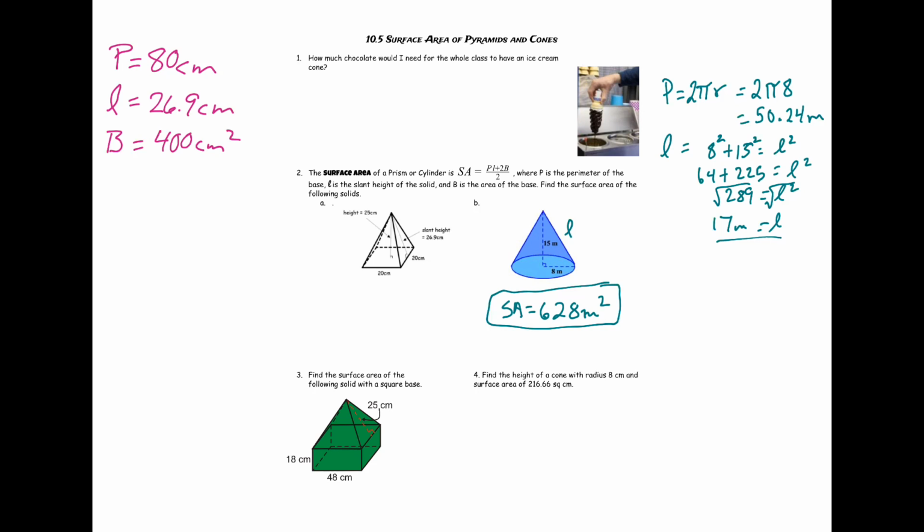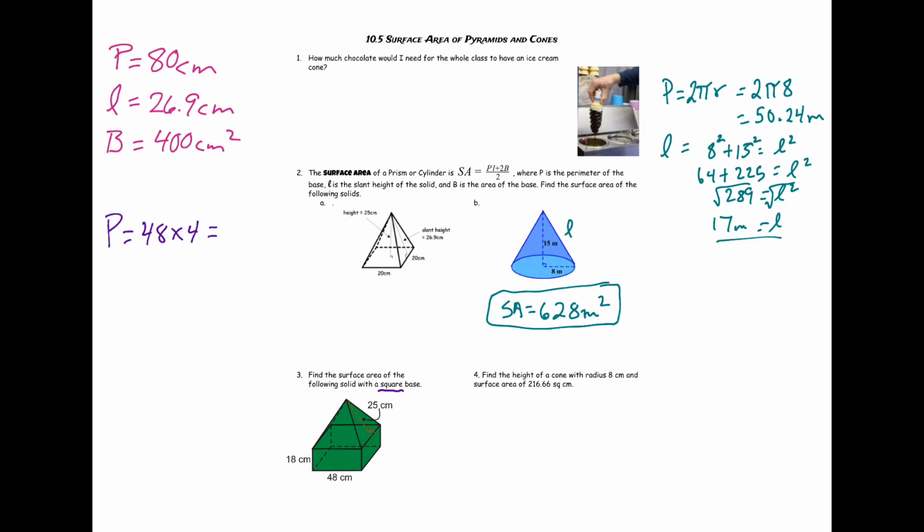Remember, our formula is right here: PL plus 2B all over 2. So let's take the perimeter of our base. We see that we have a very key word here, a square base. So if one of the sides is 48 centimeters, then they all are 48 centimeters. So our perimeter is going to be equal to 48 times 4, since there are 4 sides, or 48 plus 48 plus 48 plus 48.